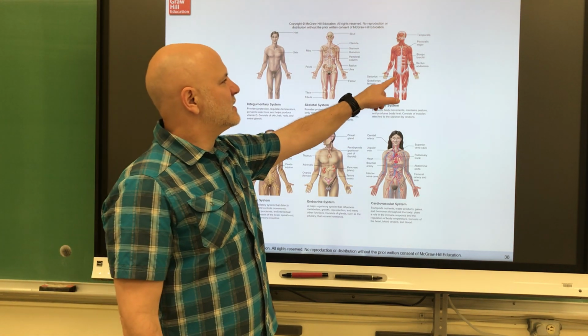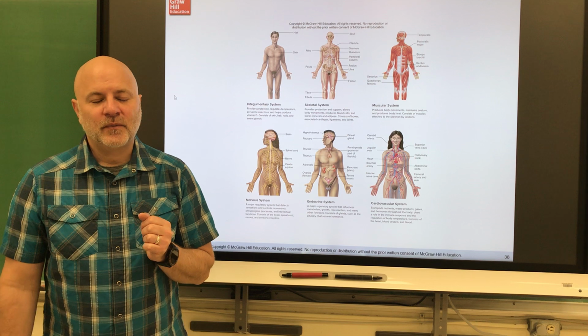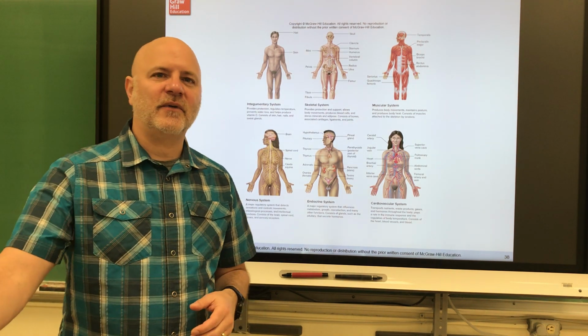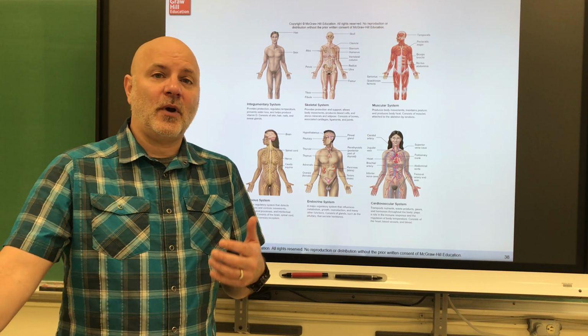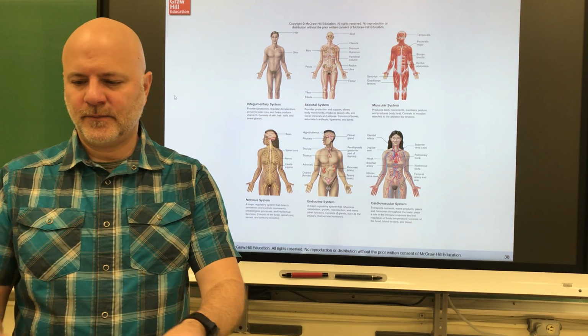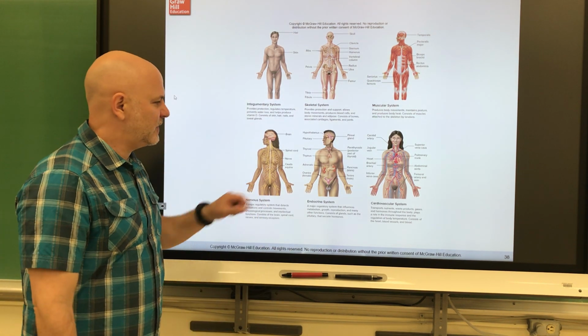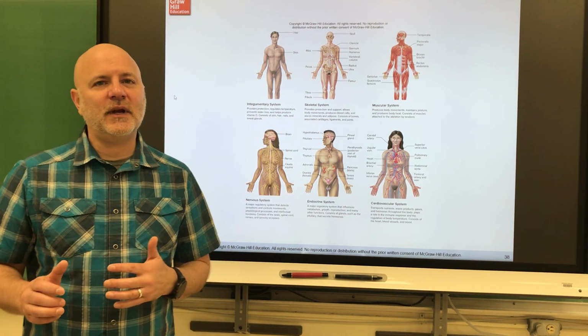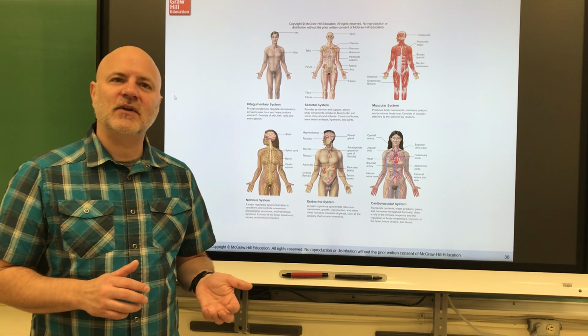Next is the muscular system. So this is showing the muscular system here. So the muscular system provides us with movement. It also provides us with support, keeps us upright, and also heat production. Next is the nervous system. So our nervous system directs responses to stimuli. It also coordinates and controls the activities of our other organ systems.